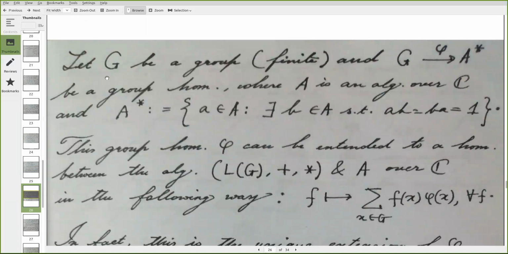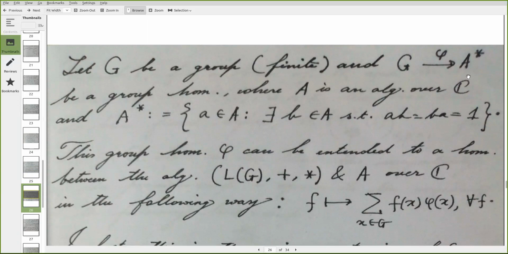This says the following: let G be a group and A be an algebra over K. A star is the group of units of A. Throughout I assumed the algebra is commutative, but I don't need that to be commutative, so ignore that. Given an algebra A over C, we can talk about the group of units of A, which is a group with respect to multiplication of A.